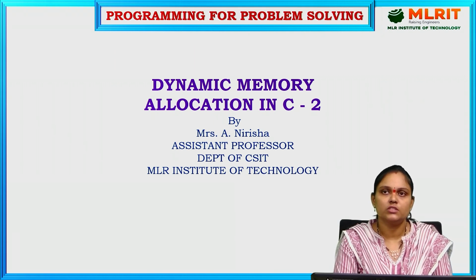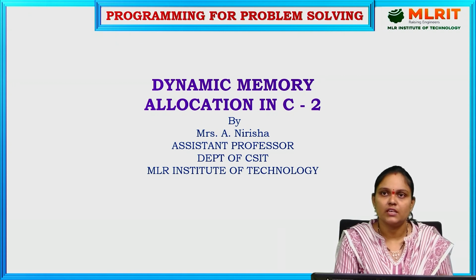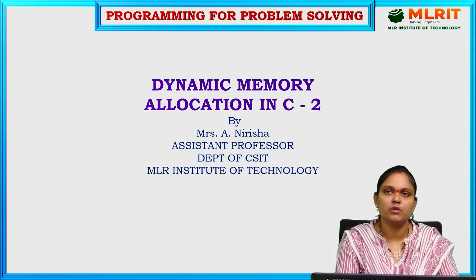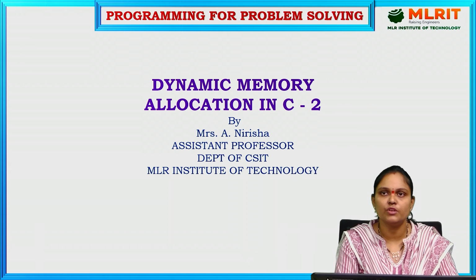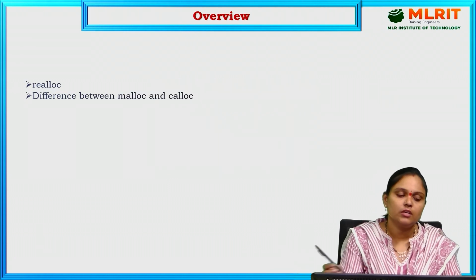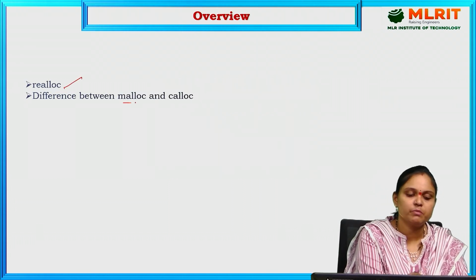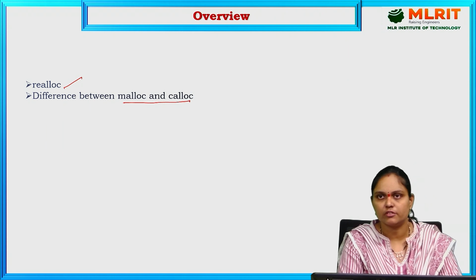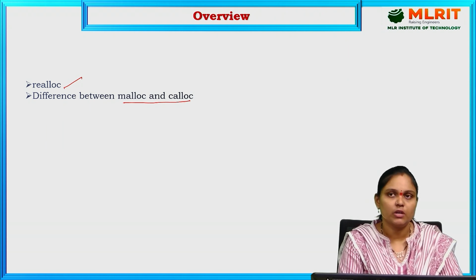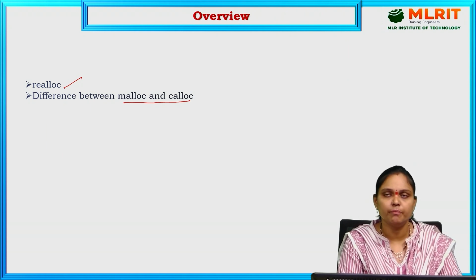Today we are going to discuss the next part of dynamic memory allocation. In the last video we discussed malloc and calloc, and in this video we are going to discuss realloc and also the difference between malloc and calloc functions. Malloc and calloc are almost the same. Both functions are used for allocating memory, but we have some differences that we'll check out.